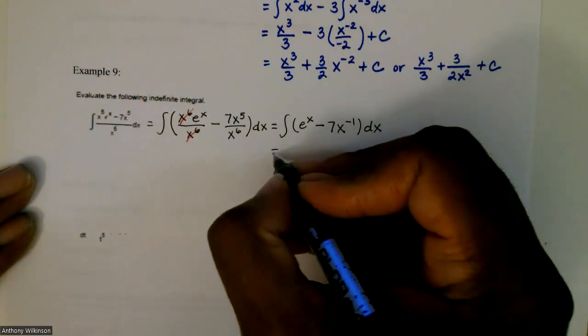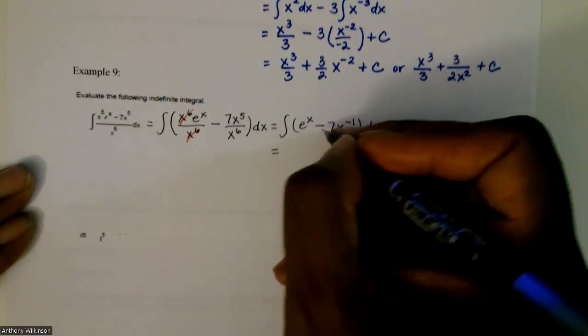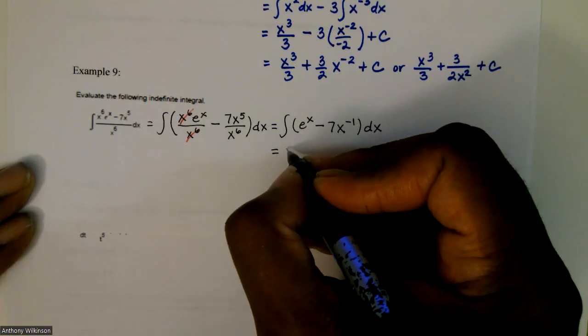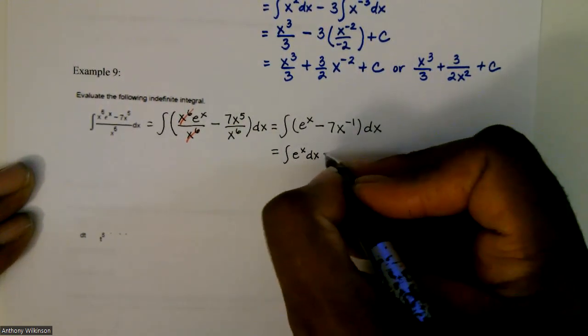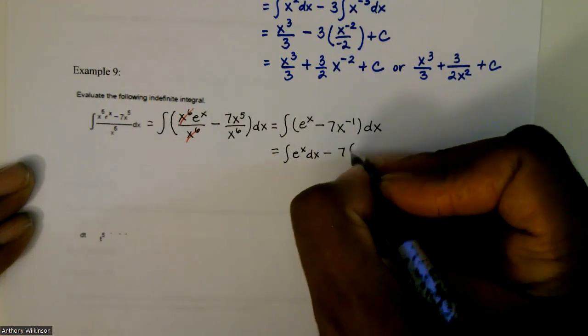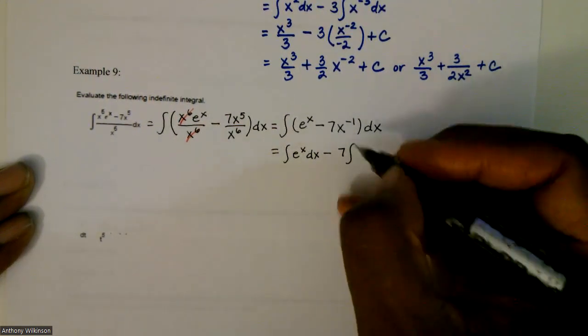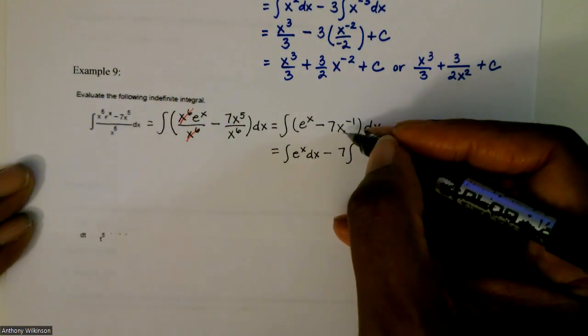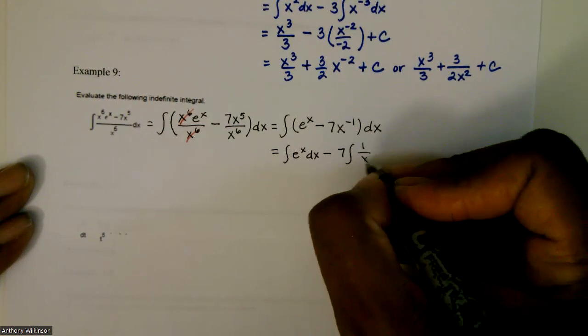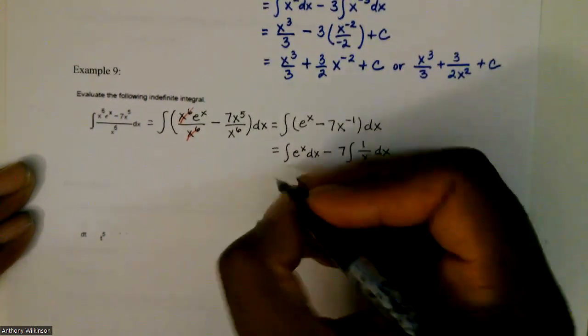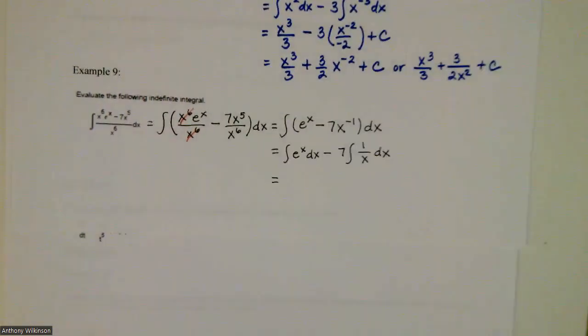Okay. Now I'm going to integrate each part since I have a minus sign in between. So it'll be the integral of e to the x dx minus, and I'll go ahead and pull the 7 out in front of the integral sign. So it'll be 7 times the integral of, now, if I write x to the negative 1 using positive exponents, that's going to be 1 over x dx.